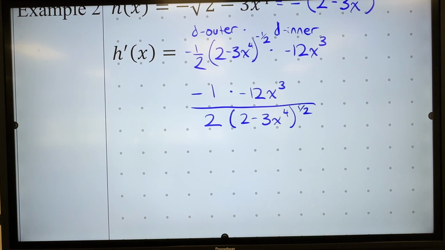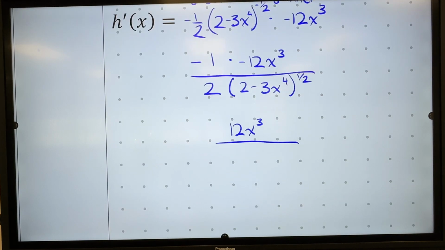So we do this stuff on the top, right? Sure. And it's just positive 12x to the third. Good. What about the denominator? So do we just 2 times 2 is 4 and distribute it? This is the thing that I'm worried about. So do we do that? Yeah, what are we going to do?